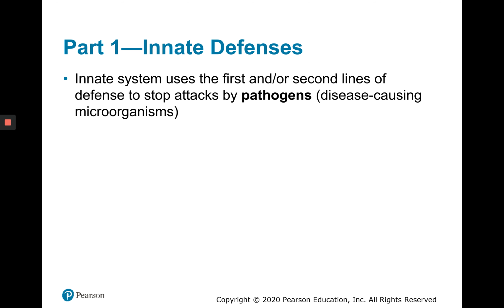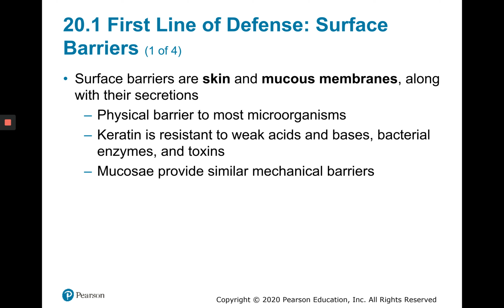Let's look closer at the innate defenses. The innate system uses the first and or second lines of defense in order to stop pathogens. Pathogens are anything that cause disease. So that first line of defense of the innate system is going to consist of the skin and the mucous membranes, and definitely the skin and mucous membranes are physical barriers, but we also have to take into account their secretions. A lot of the secretions from these surface barriers are going to be resistant to bacterial enzymes and toxins, or provide a weak acidic or basic component that inhibits bacterial growth.